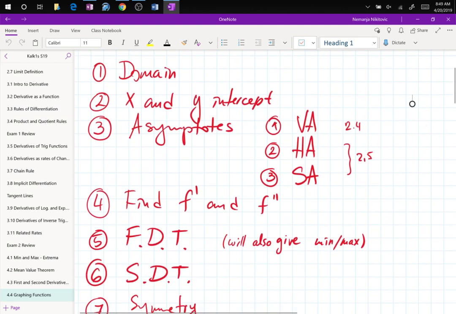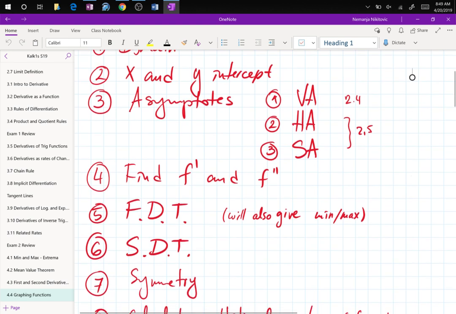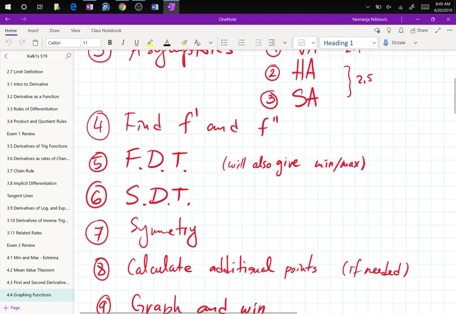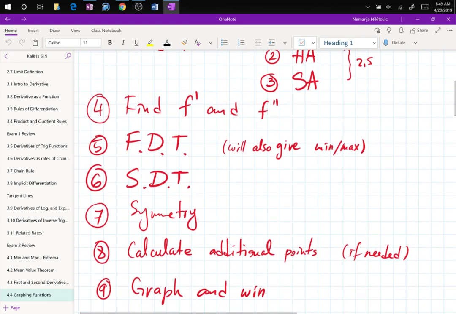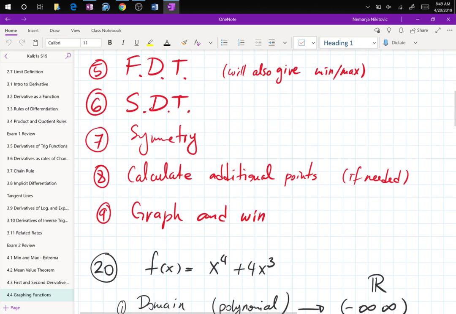Domain, that's pre-calculus. X and y intercept, that's from algebra. Three types of asymptotes from pre-calculus and calculus. First and second derivative for first and second derivative tests. Symmetry, usually we don't use, but it can be used. That's also from algebra and pre-calc. Calculate additional points, that's algebra. And then finally graph and win.